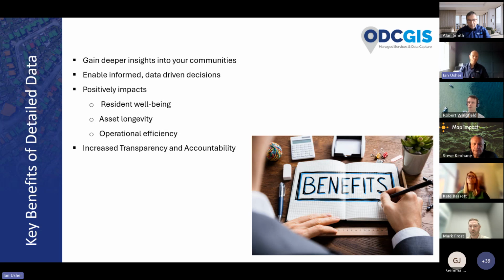You can use it to have a positive impact on residents' well-being, and identify areas that can be prioritised or require energy efficiency upgrades. It also ensures asset longevity and operational efficiency by improving the accuracy of the data that your organisation and external stakeholders have access to as well. So finally, using the data to make more informed decisions allows organisations to be more transparent with stakeholders, including residents, by showing how decisions are made backed by clear evidence, building trust and ensuring that everyone is working from the same information.